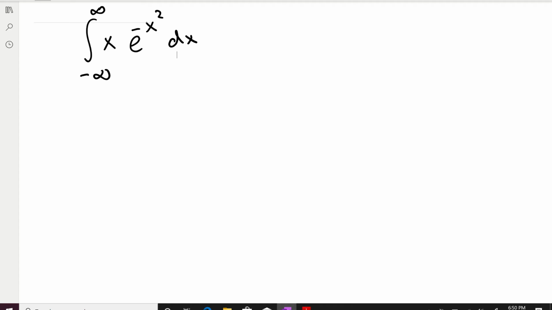Well, here's what we do. When we have infinity in both limits, we split the integral into 2 parts. So I'm going to write this integral as the first integral from negative infinity to 0. Now why 0?